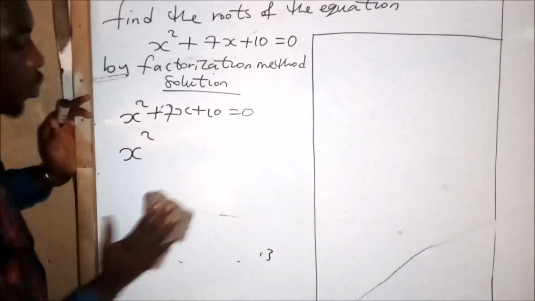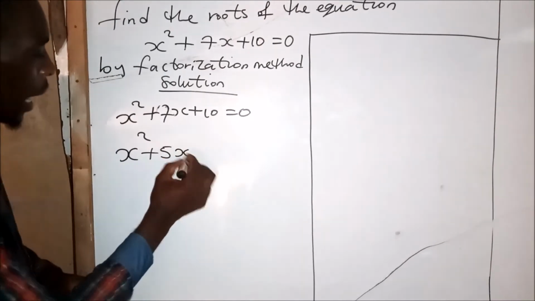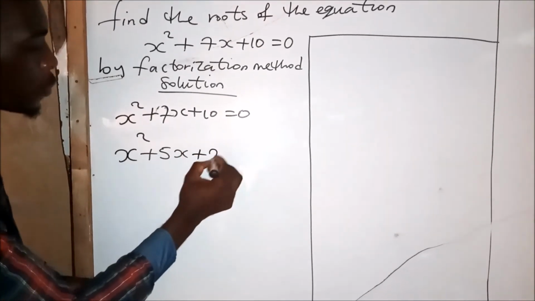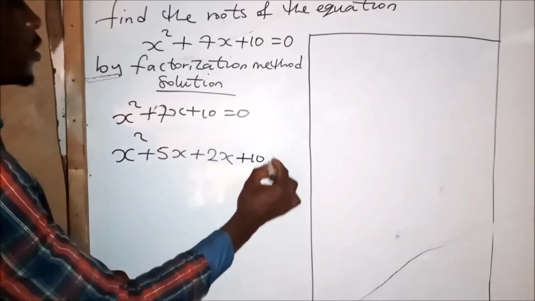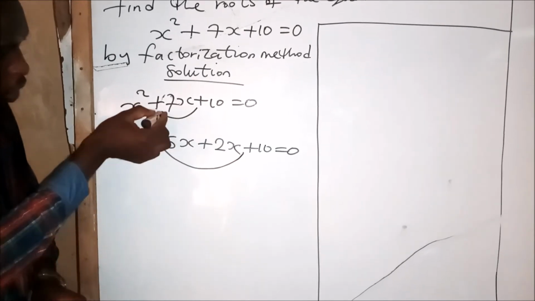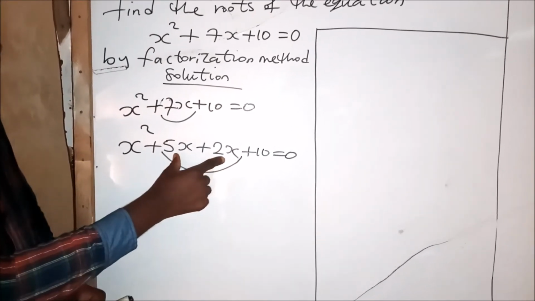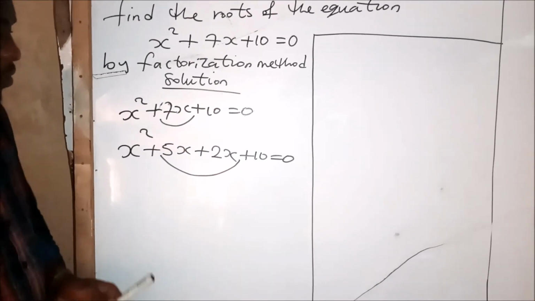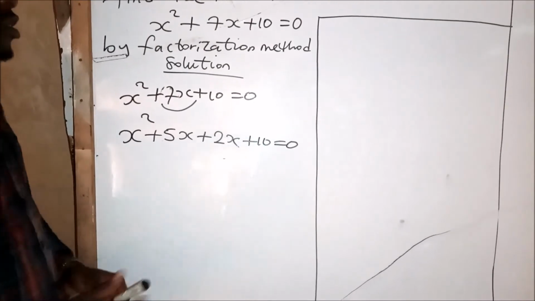So we're going to come here and have them like this. Positive 5, we add this x. Positive 2, we add that same x. Then we continue, plus 10 equal to 0. So the whole of this has replaced the whole of this. And the main problem in this factorization method is to get these two factors that will replace 7x. So since we have gotten this, we now have 4 terms in this equation.